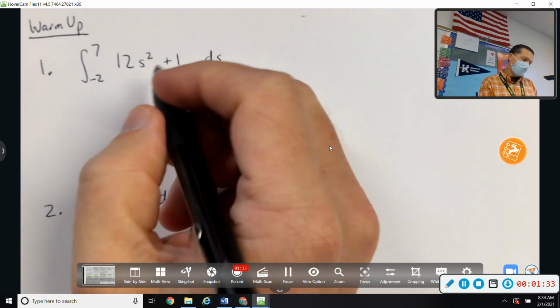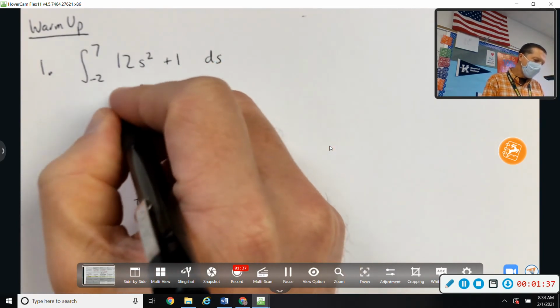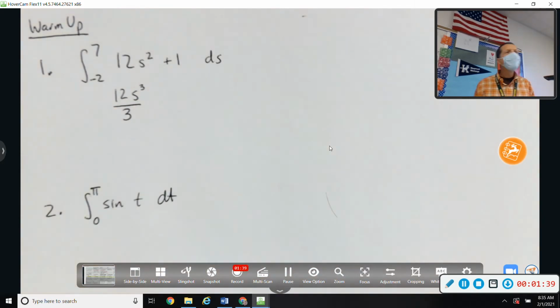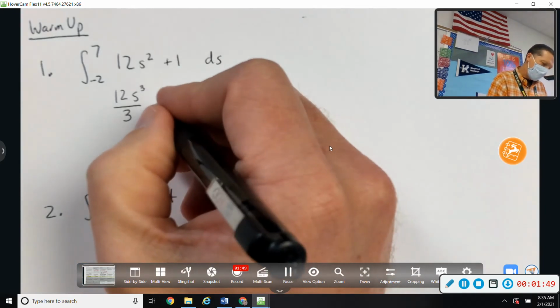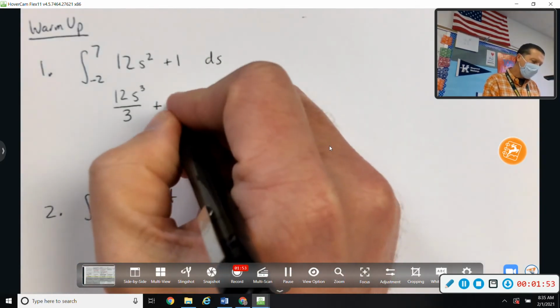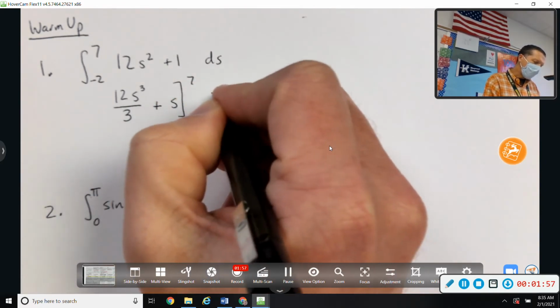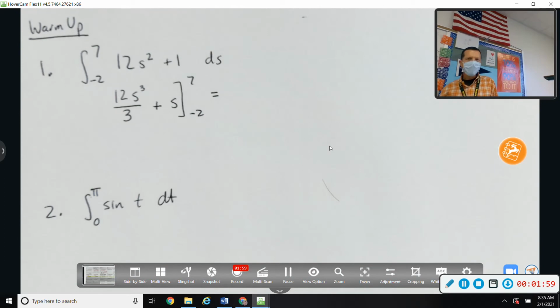Antiderivative of 12s squared. So increase the power by 1, divide by the new power. And if you're inclined to leave it like that, you can. Like, that's not wrong. I'm not going to make fun of you. Like, that is a safe stop. I mean, we're not done with this problem, but it is okay to leave it like that. And then the antiderivative of 1 would just be s. And we need to evaluate top limit minus bottom limit.